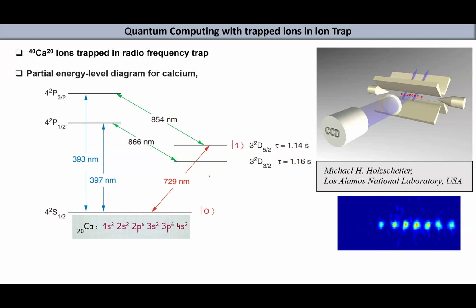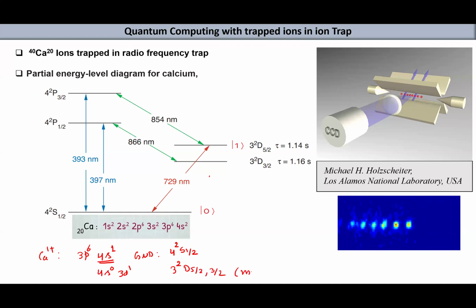So when we talk about calcium, let us say Ca 1 plus, this is actually 3p6 and 4s1. So in the ground state, the configuration is of course 4s 1/2. But when the electron is excited, it goes from 4s to 3d1, and there you're going to have 3d 5/2 and 3/2. There are two metastable states produced.